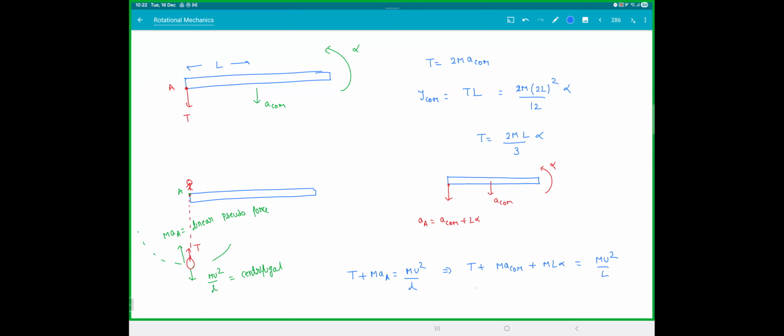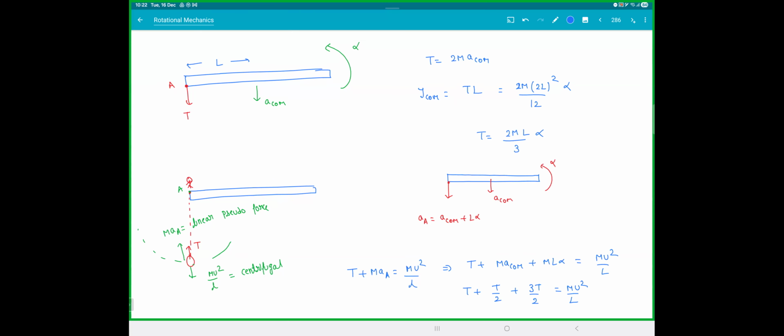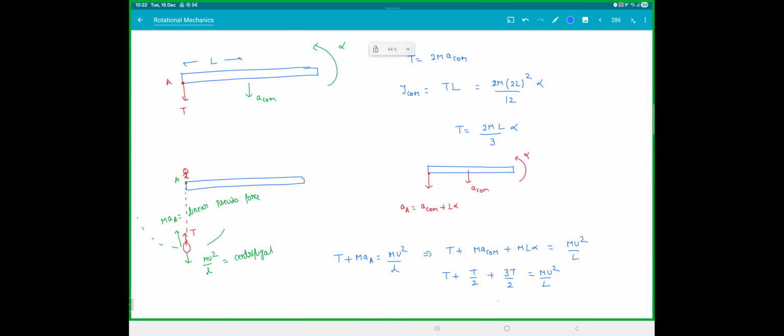What is MACOM? T by 2. What is ml alpha? 3T by 2. So that would be 2T, 3T. T is equal to mu square by 3L. Please check. Three T.